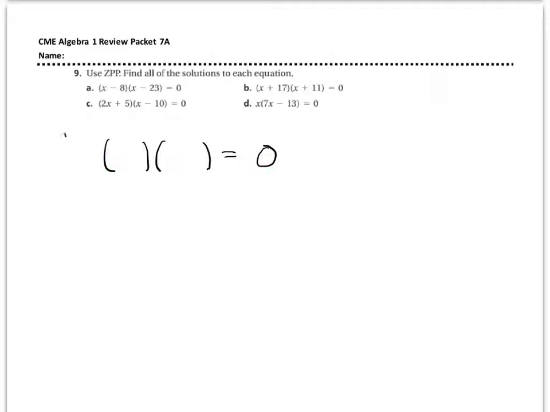So for part A here we have x minus 8 and x minus 23. So this x minus 8 has to be equal to 0. So what minus 8 is 0? Obviously, it's 8. The same reason for this should be 23. So the solution of part A is 8 and 23. Use that idea and solve the rest.